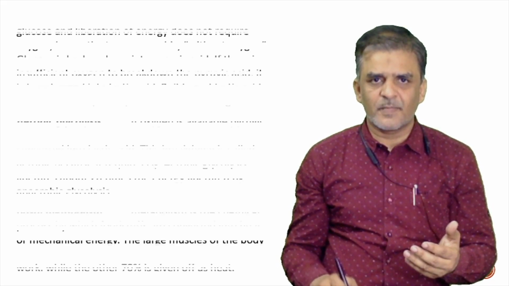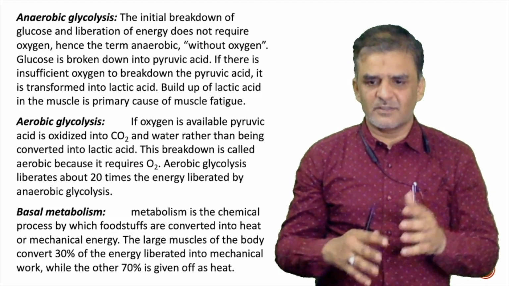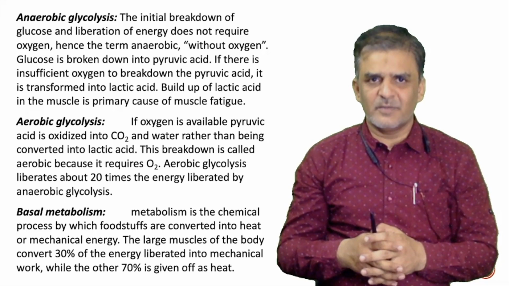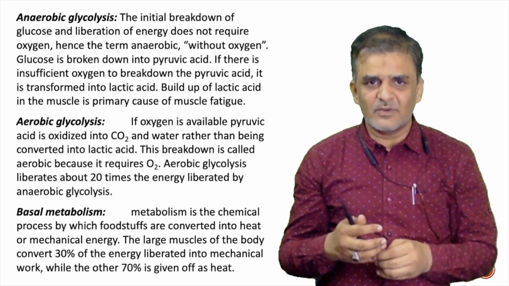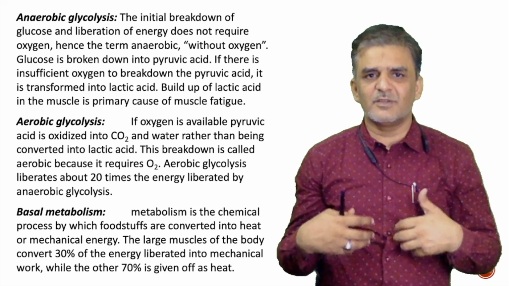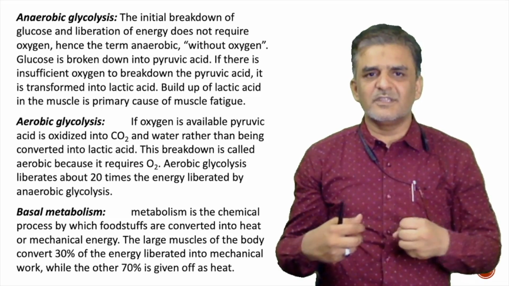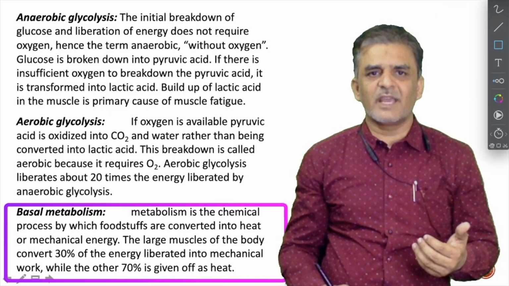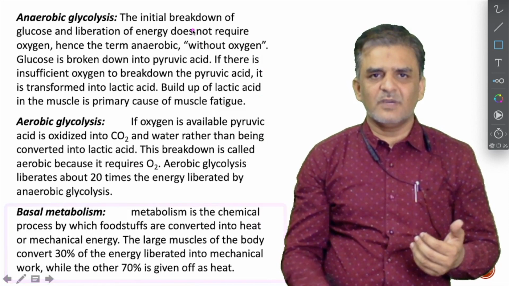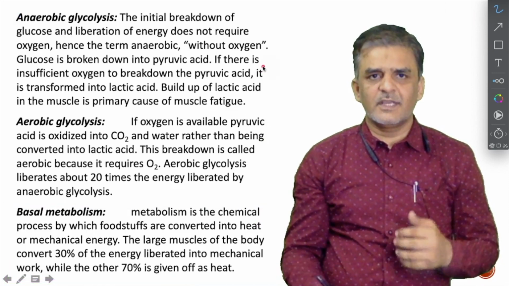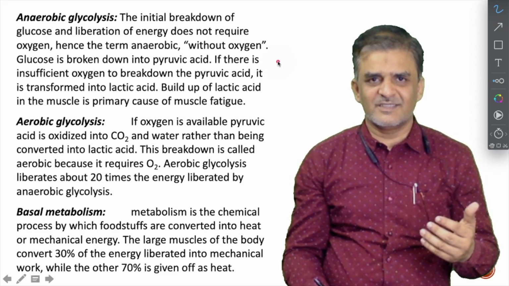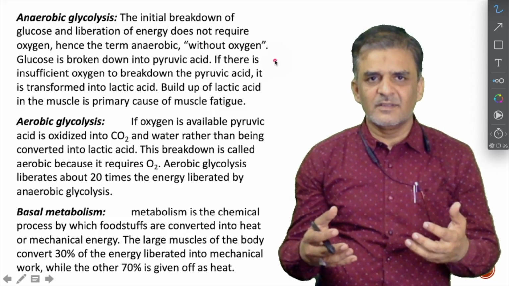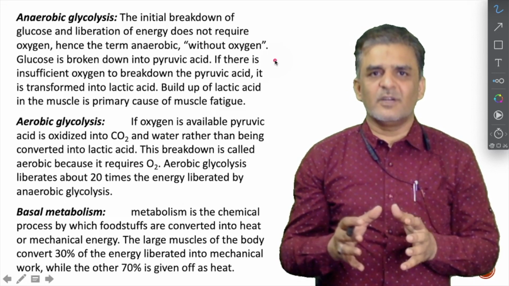There are three basic processes of how the body works. One is called anaerobic glycolysis, another is aerobic glycolysis, and third is basal metabolism. Muscle metabolism is nothing but a chemical process in which foodstuff is converted into heat or mechanical energy. But these two are the processes. First of all, take anaerobic glycolysis. Initially, when glucose is broken down and energy is liberated, it does not require oxygen.